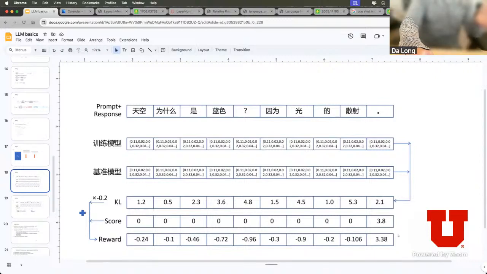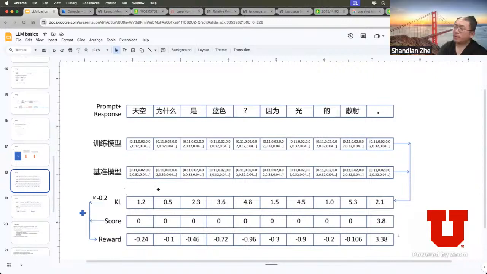So the baseline model, the reinforcement is for the fine tuning. When you do the fine tuning, you already have a pre-trained model. So they just directly use the pre-trained model as the baseline model, because when they want to calculate the KL, they don't want the fine-tuned model to be too far away from the baseline model. They don't want the model to deviate from the baseline model too much.